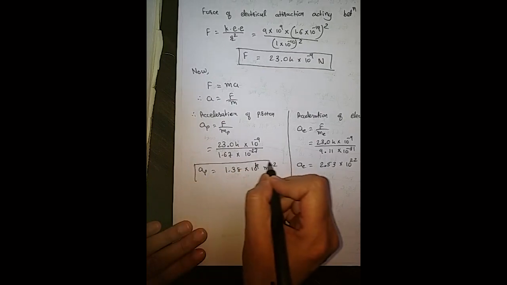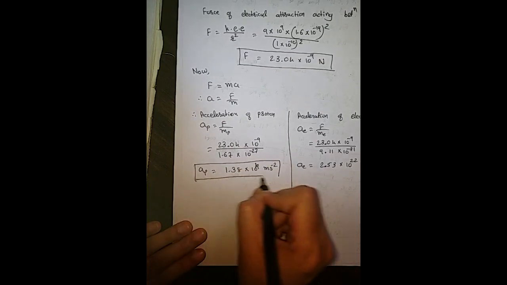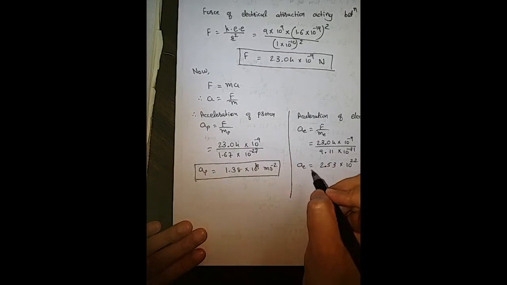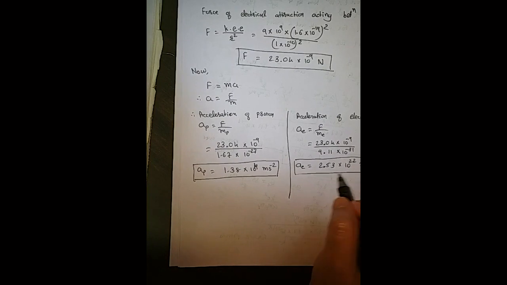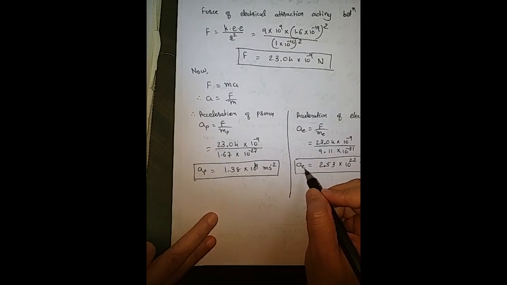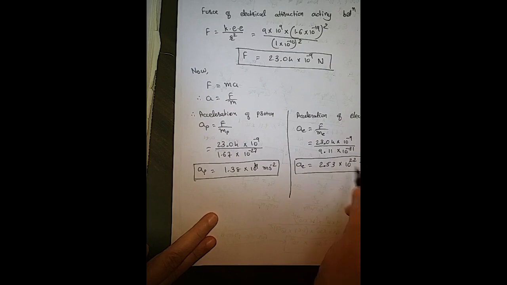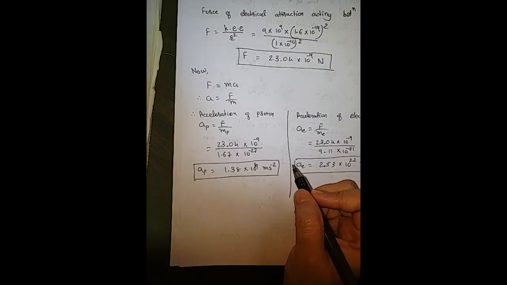So acceleration of proton is of the order of 10 raised to 19, and acceleration of electron is of the order of 10 raised to 23. You can see electron is lighter compared to proton. As electron is lighter, its acceleration is more. Proton is heavier, its acceleration is less. So this is our illustration number 1.4.